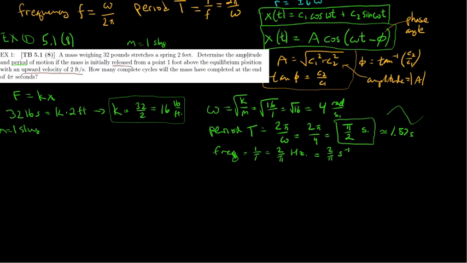All right, what else do they want? Oh, they want the amplitude, right? So they want A here. So, well, we could do this as finding C1 and C2.